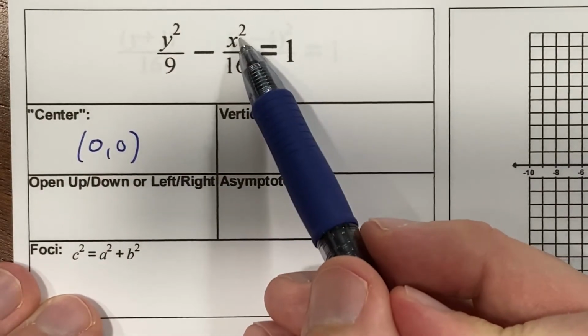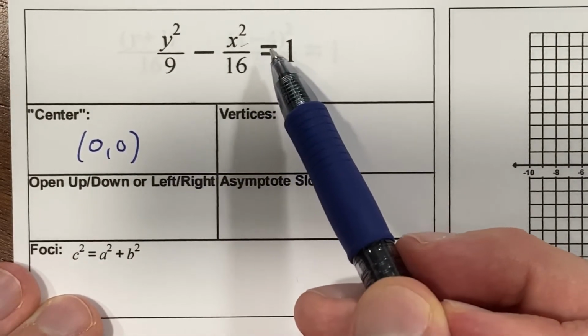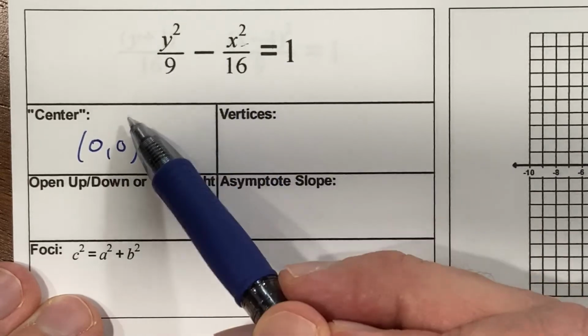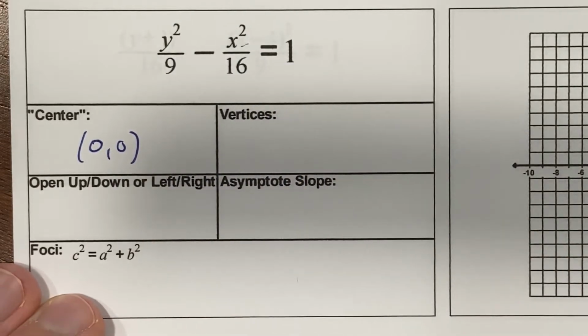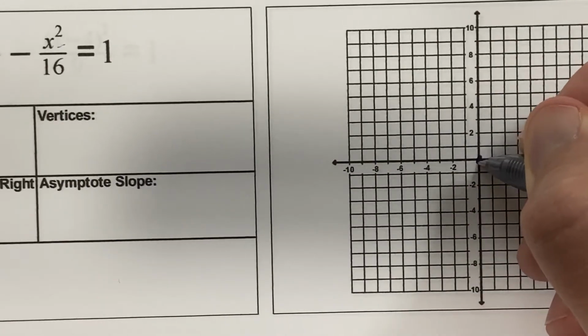You look at the x term first, so if this had said x minus 2 squared, we would have put a 2 and then a 0. But I looked here, 0, and then there, 0. So let's come over here and graph it. 0, 0.